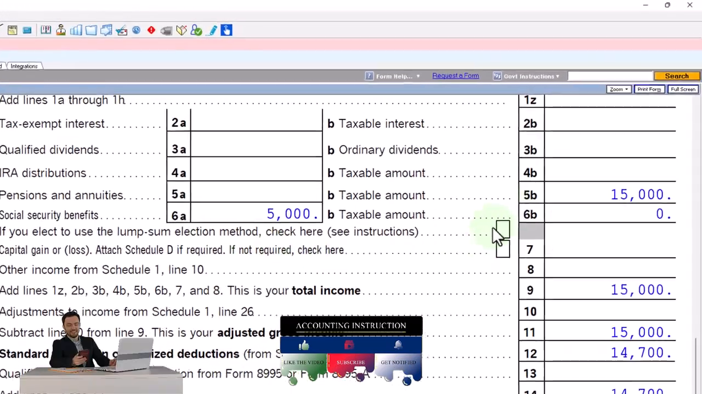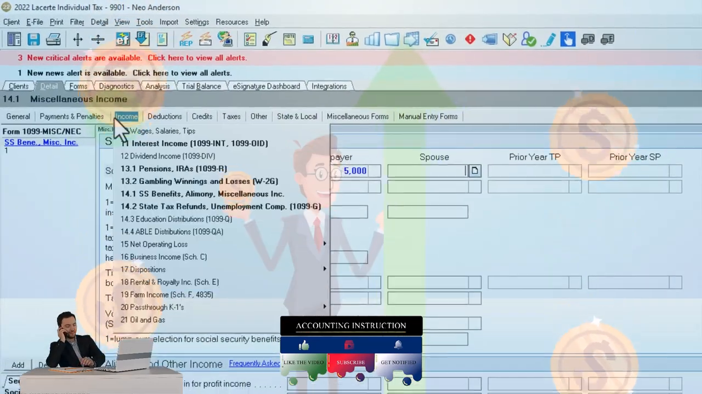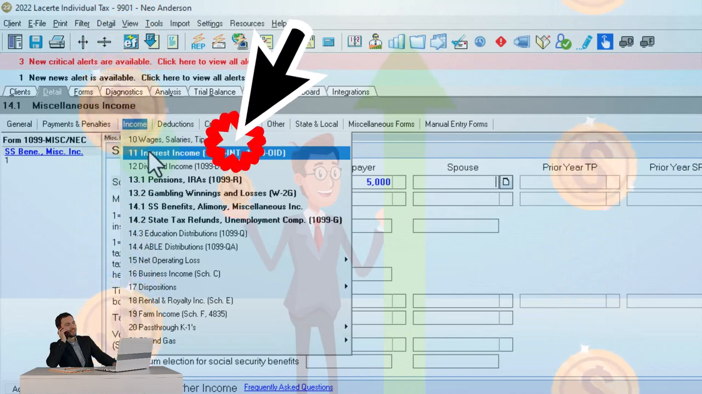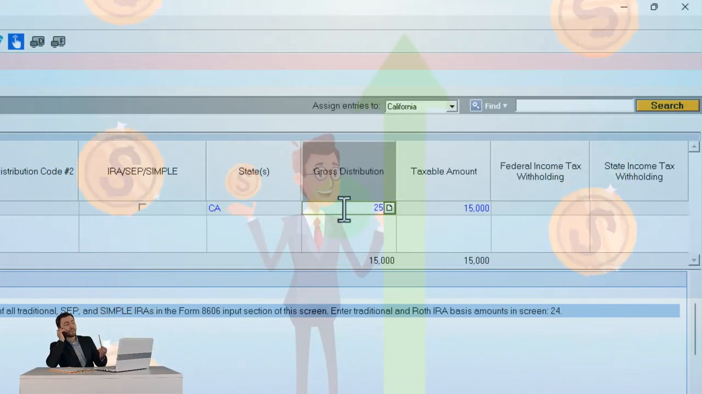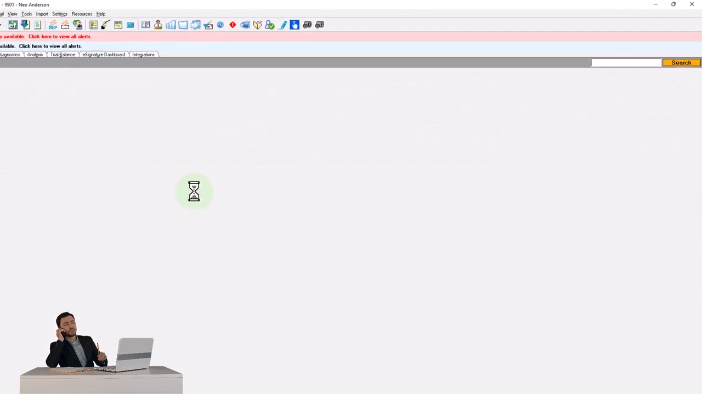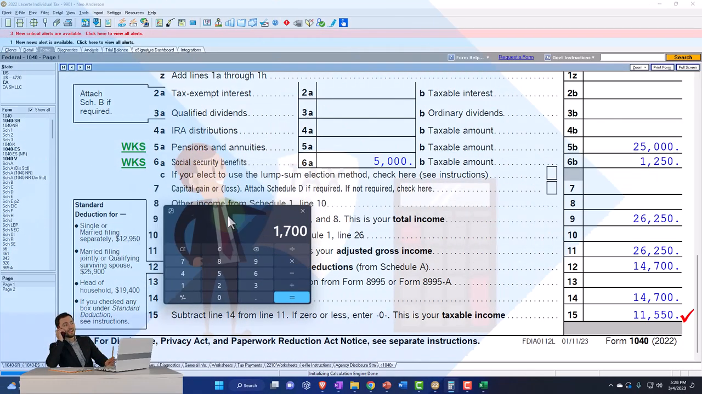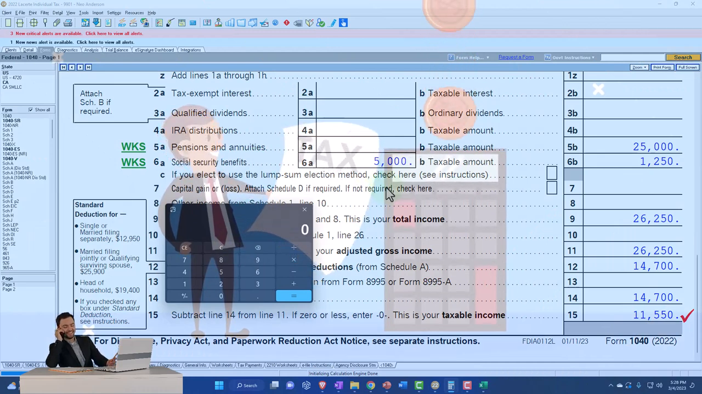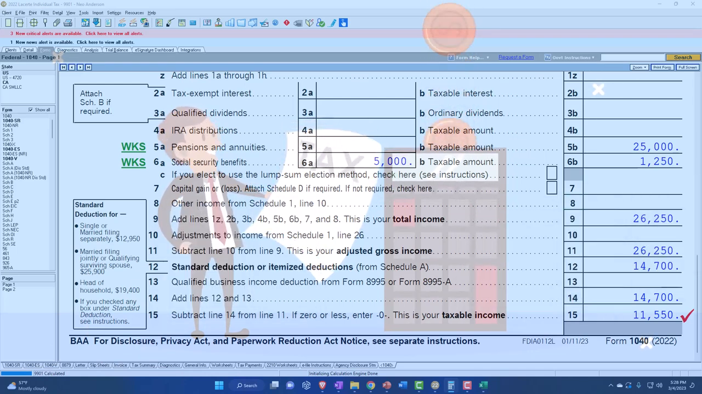Now let's increase this a little bit. Let's bring it up to like 25,000. Let's say the pension was 25,000. So now a portion of it is being taxed, right? 1,250. So now we're at 1,250 divided by 5,000. It's pulling in 25%, right?